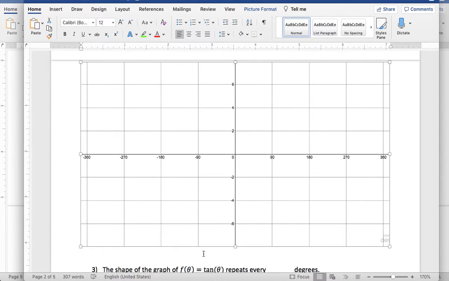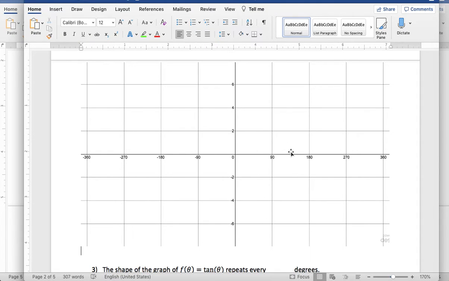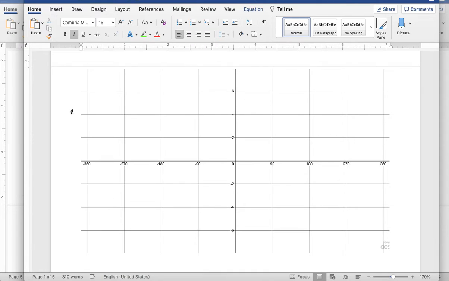So what I want you to do is grab a sheet of paper, and I want you to create a coordinate plane like this, where the x's go from negative 360 degrees to positive 360 degrees. The y goes from negative 6 to positive 6. Pause the video. Whenever you're ready to continue, hit play.